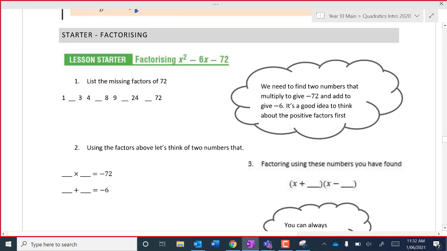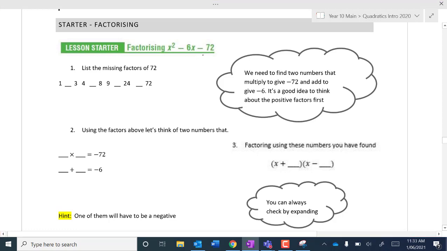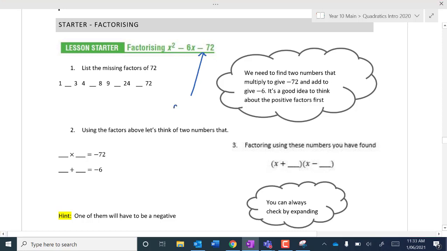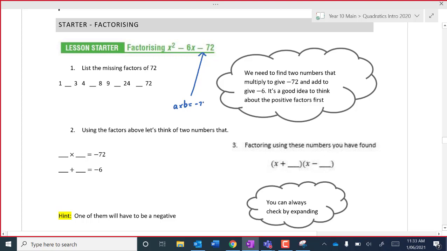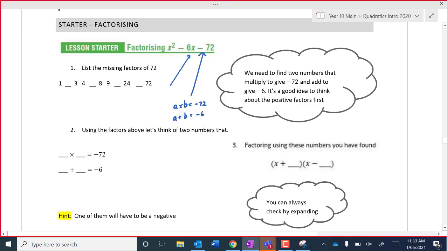So let's say we're doing this one here, where I'm factorizing x squared take 6x minus 72. What we're looking at is two things. Sometimes I'll call them A and B. Two things that multiply to give not 72, but minus 72. And those same two numbers have to add to give the coefficient of that middle term. So A plus B would have to be equal to the number in front of x, which is minus 6. As you can see, I need those two numbers.